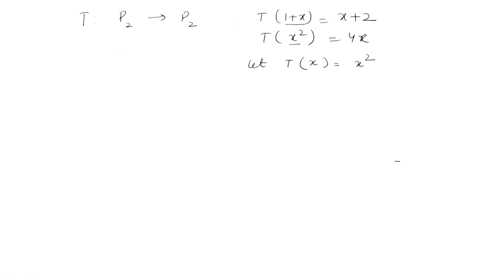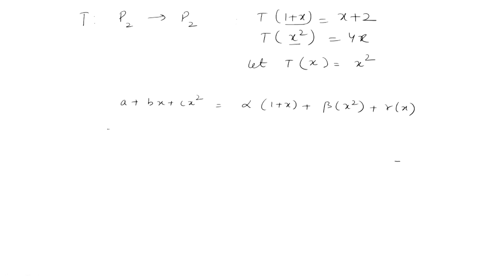Now, you take any polynomial of P2, say a plus bx plus cx square, that can be written as alpha times 1 plus x plus beta times x square plus gamma times x, because these 3 vectors are linearly independent. And how many vectors are these? 3, and the dimension of P2 is 3. So, this will form a basis of P2. So, any vector in P2 can be written as a linear combination of elements of the basis.